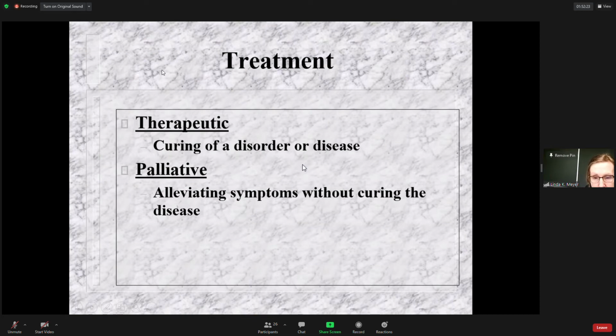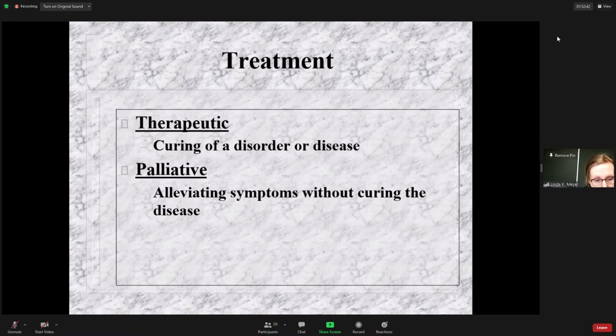Certain analgesics for pain, but they're not really cured of the disease. And then cancer therapy can also be just palliative for some patients.